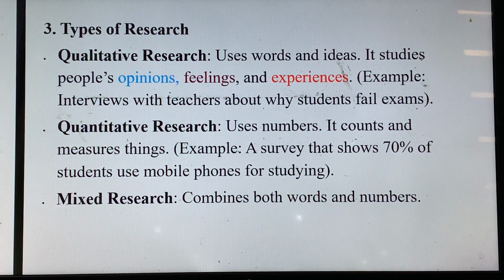And we have the third type, which is the mixed method. Under the mixed method, or mixed research, we use both qualitative and quantitative research characteristics to study the phenomenon we want to study.